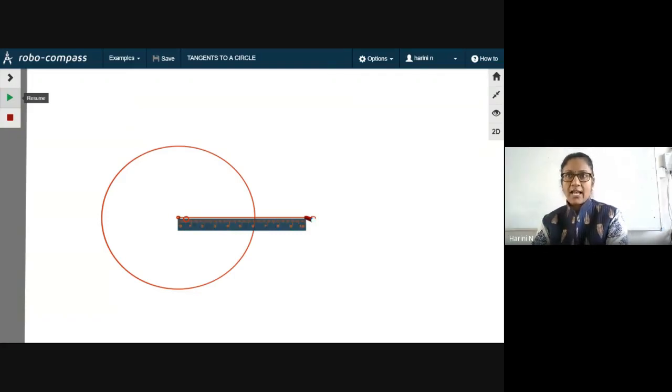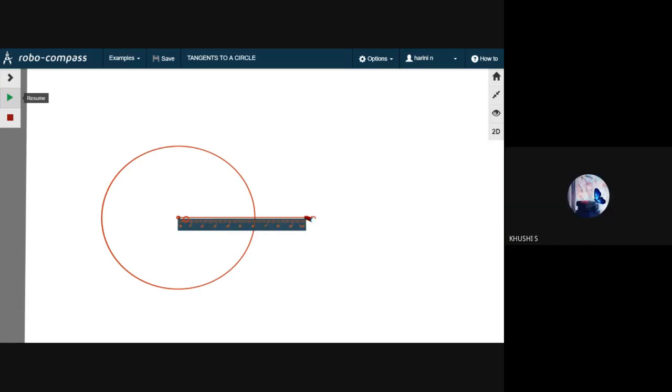I hope this step is clear. First locate a point P, which is at a distance of 10 centimeters from the center, because this is the point from which you have to draw the tangents. Mark that point and then join O and P with a straight line. I hope this step is done. Can I proceed? Yes, ma'am.